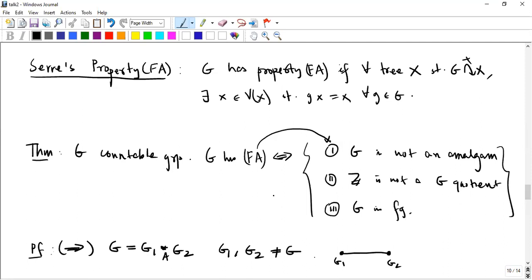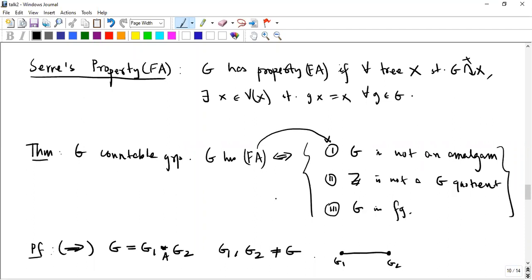Excellent. And why does property FA imply that Z is not a G quotient? Well, this is slightly trickier. Let's see. Sorry, I haven't prepared at all, so I'm thinking about it as we go along. So G has FA implies Z is not a G quotient. Why is that true? Suppose Z is a G quotient.